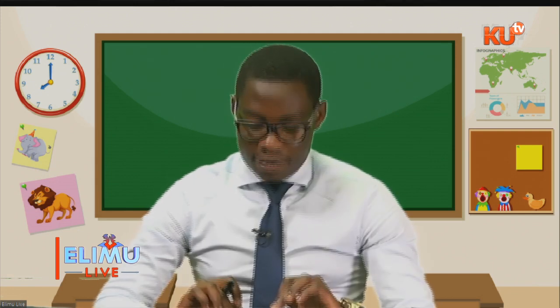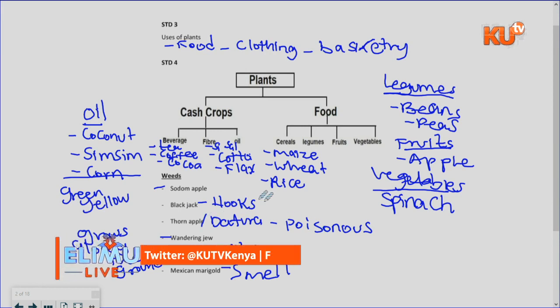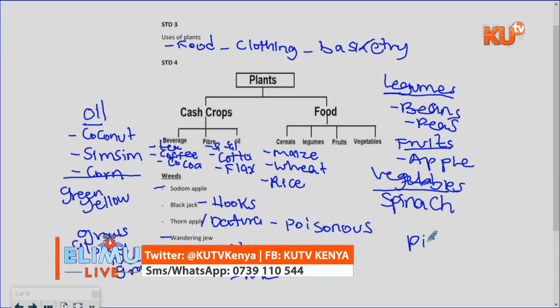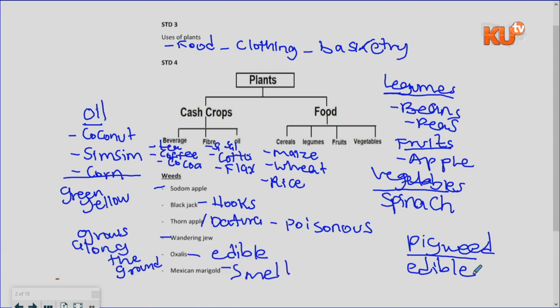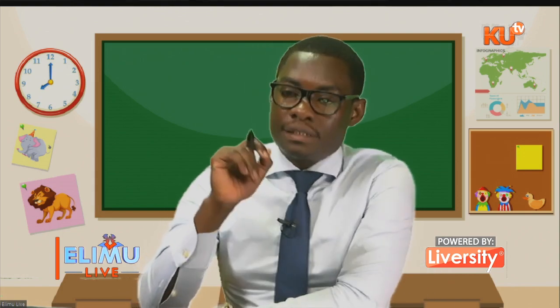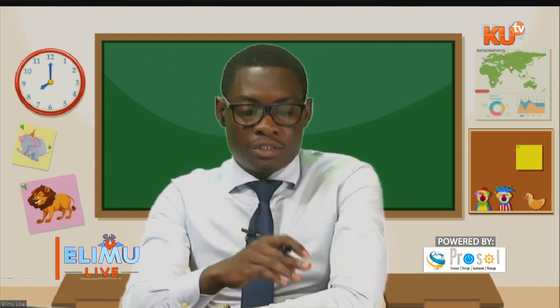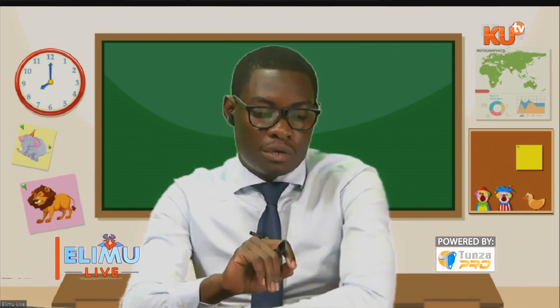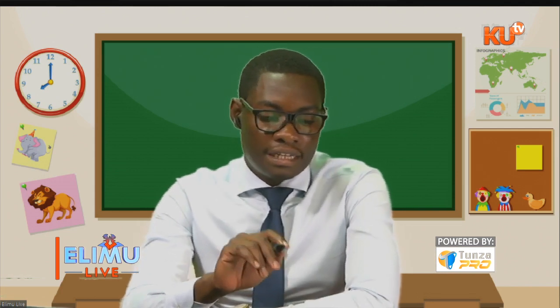Then we also have pigweed as our other example of a weed. When you talk about a pigweed, you need to know that it is edible. So it's an edible weed, which means it is eaten. Those are examples of weeds that are taught in class 4, and we have ways of getting rid of these weeds. That is called weeding. We can uproot, we can dig them out, and the best way is digging them out. When you're asked the best way to control weeds, that is digging them out.